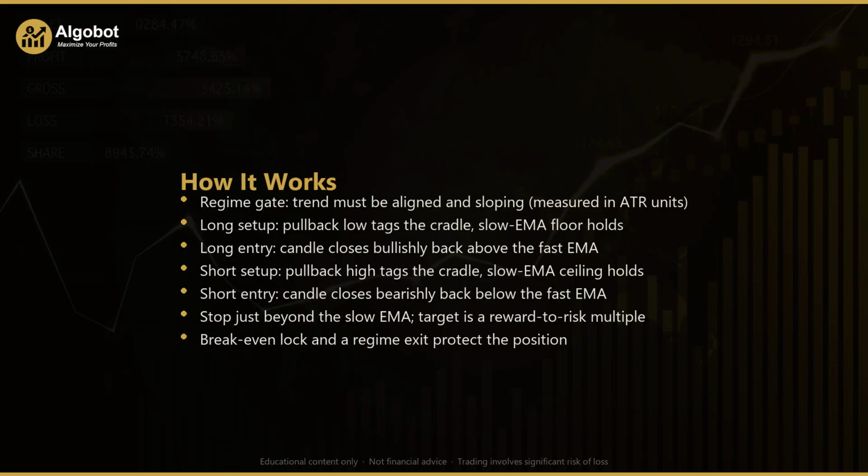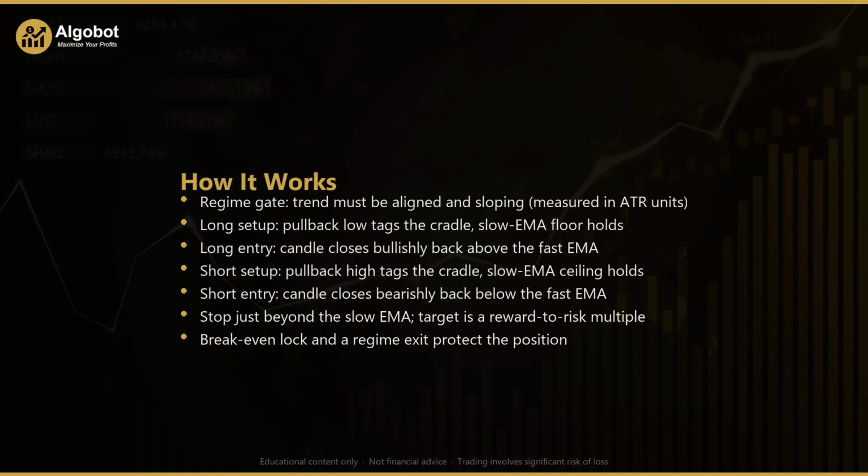In a confirmed downtrend, the just closed candle's high must reach up into the cradle. Its high must stay at or below the slow EMA, so the ceiling holds, and it must close bearishly back below the fast EMA. When those align, the strategy enters a sell at the bid. Now for risk management. The stop is structural. On a long, it sits just below the slow EMA, buffered by a fraction of the average true range. Because the entry hugs the fast EMA, the distance to that stop is naturally small. The take profit is set as a reward to risk multiple, with a default of 2.2, so the occasional trend winner can pay for the many small scratches.